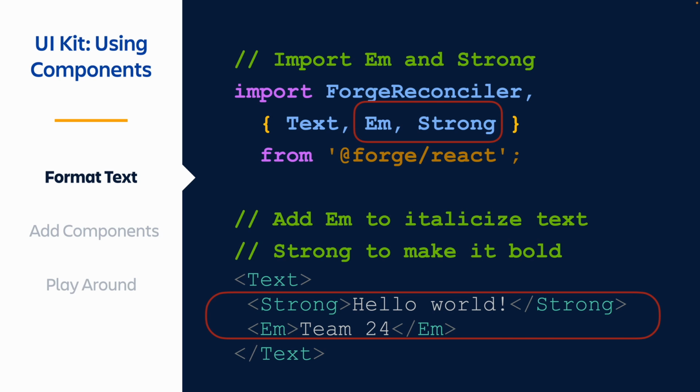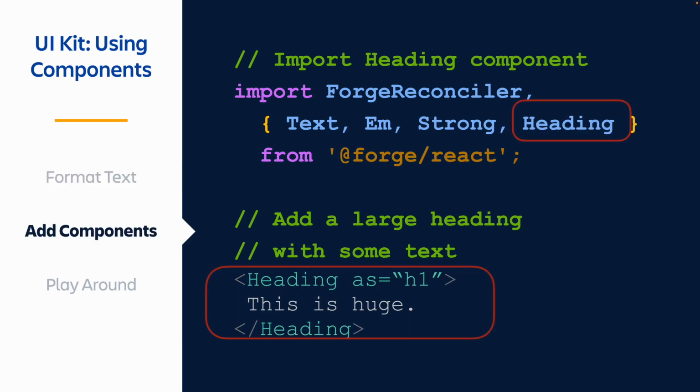In our very first Hello World macro, we were using the text component, which is what we use to display body text. When you take a closer look at the docs for this component, you'll find that it also has inline children components like EM and strong, allowing you to make inline text appear in italics or bold. For adding headings to sections, we just use the heading component. The most important property for headings is the as property, which allows you to set the size with values from H1, the largest, down to H6, the smallest.